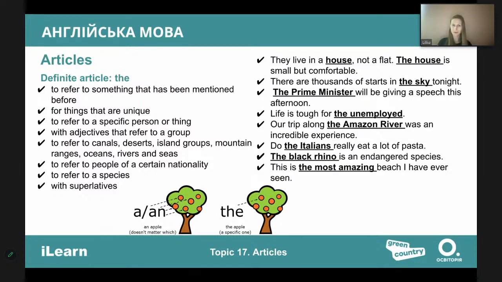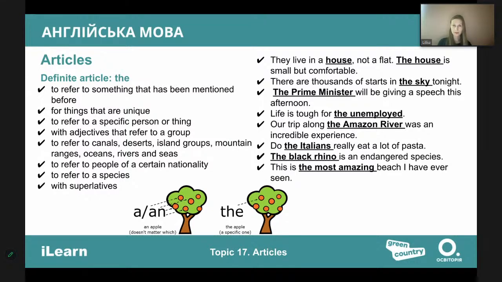Then, for things that are unique, the sun, the sky, we have only one of them, so that's why we use article the. Or for example, close the door. Here, we won't go to our neighbor to do it, right? We will close the door of our house. So, in some area, this door would be specific or unique for us. Then, to refer to a specific person or thing, again, like the door or the window, I mean in my room and not somewhere else, in my friend's house.